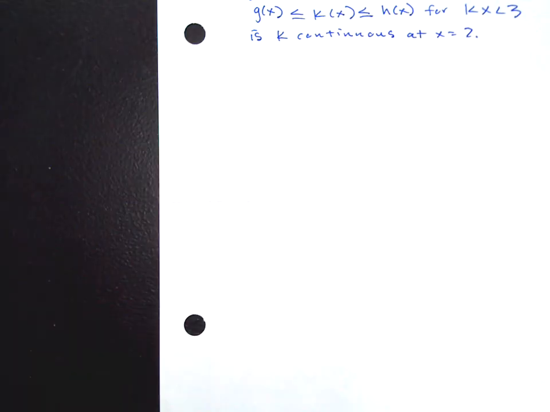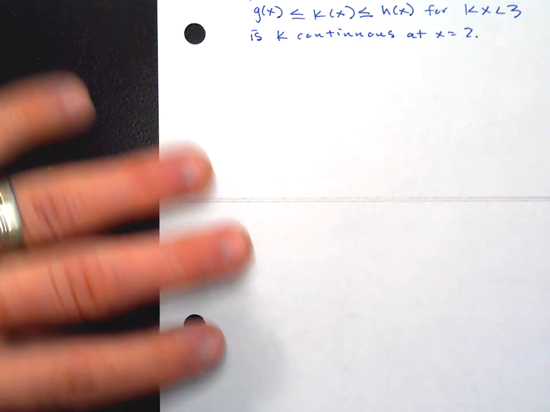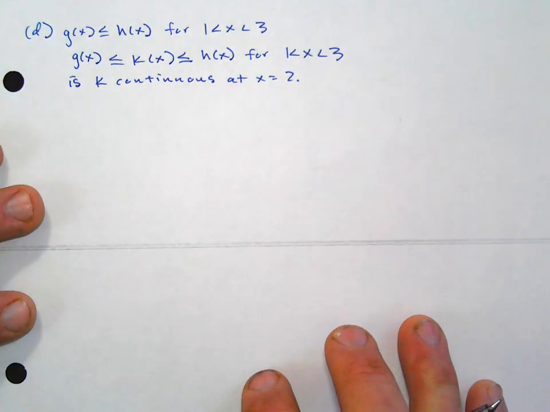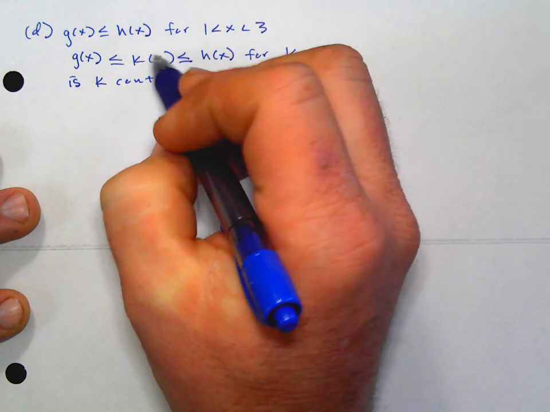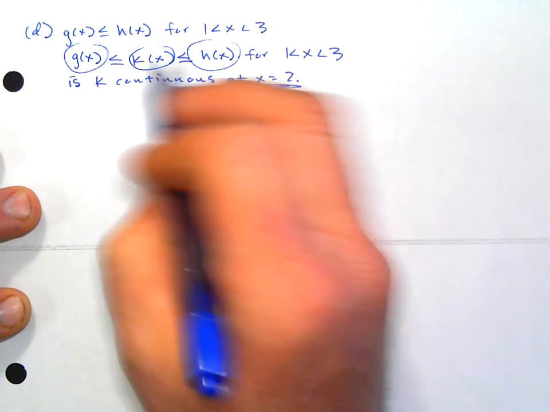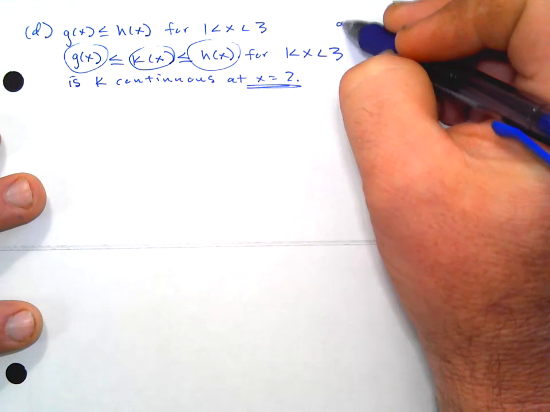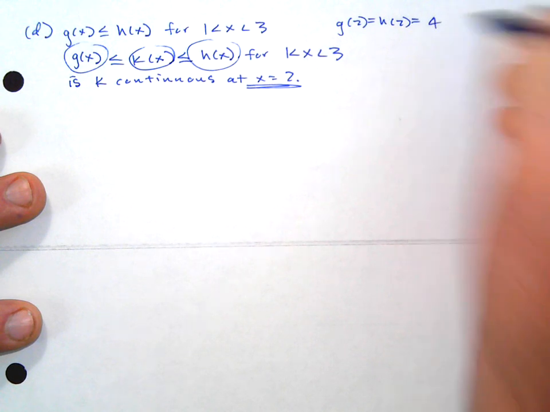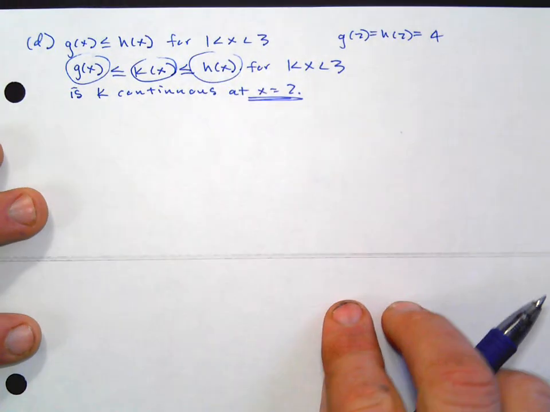Now, to justify continuous, you probably need to do the definition of continuity. But let's see what happens here. So I just wrote all that information down. Now, here's the deal. The fact that this is between these two functions, and at x equals 2, we know their values, right? They told us that g of 2 equals h of 2 equals 4 at the very beginning of the problem. So this is kind of like that sandwich theorem.